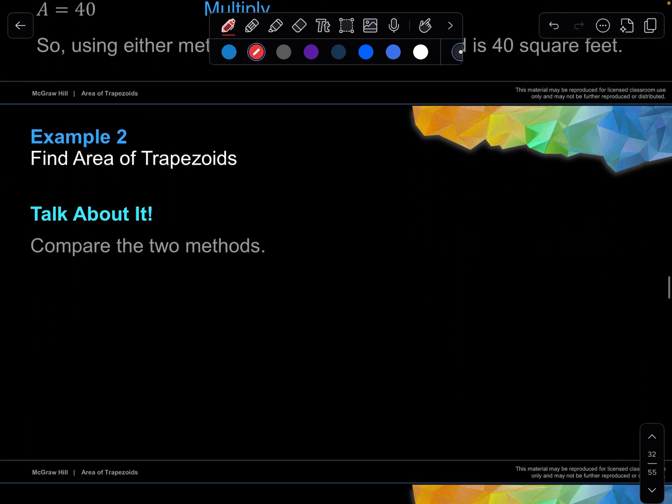Now I want you to take a moment and compare these two methods. What were the differences you observed? Composing the trapezoid into a parallelogram helps us visualize the relationship between those two polygons. But finding the area using the formula is a much more efficient method.